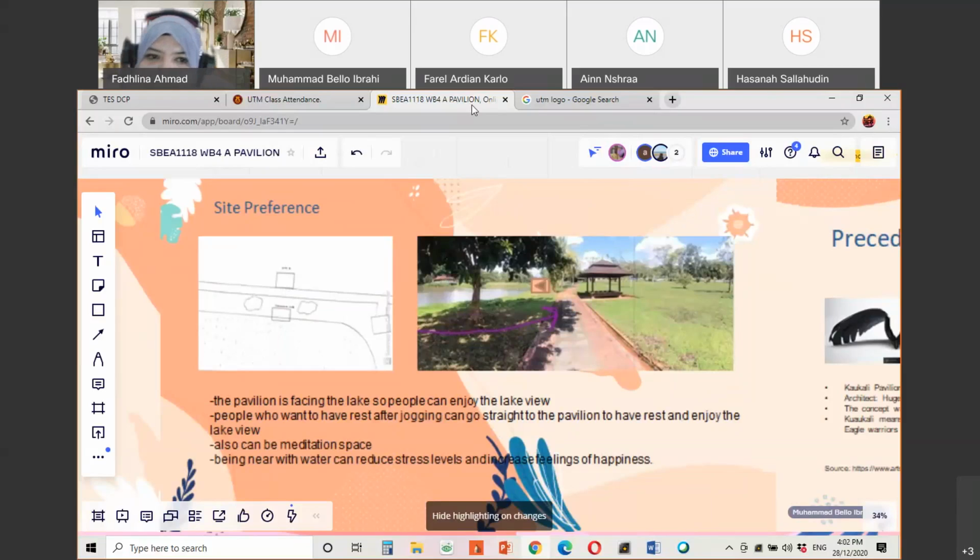Okay, for everyone, this one can be demolished. When you do your site plan later, we assume that the wakaf is not clear. So we can also put the pavilion at the start of the wakaf. Let's say you want to do your pavilion over here, it can be done.